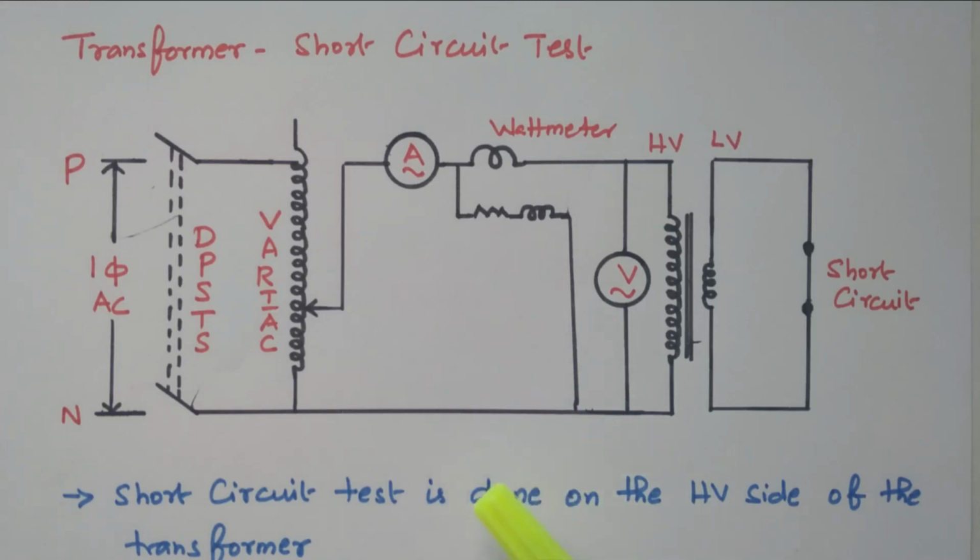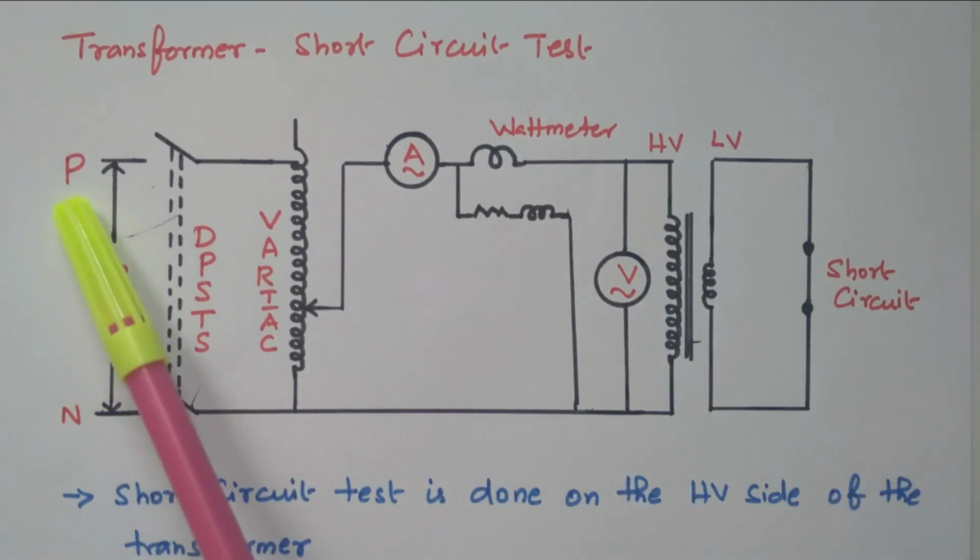Now we will go to the topic. So we have the primary winding and secondary winding available. This is the low voltage winding. The low voltage winding is short circuited. The test is performed on the high voltage winding. The short circuit test is performed on the high voltage winding and the low voltage winding is short circuited.